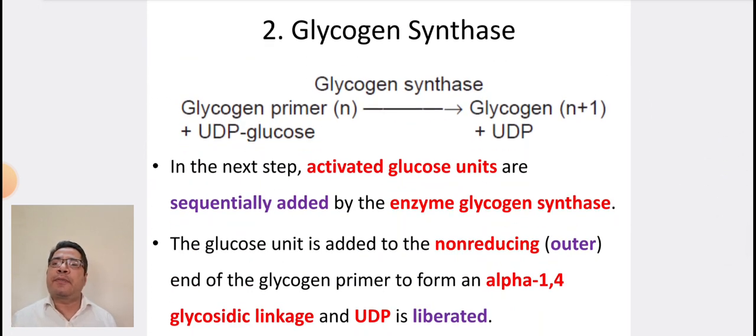Coming to the second step, glycogen synthase. Glycogen primer containing n number of glucose units plus UDP glucose gives glycogen with n plus 1 glucose units plus UDP, in the presence of glycogen synthase. In this step, the activated glucose units are sequentially added by the enzyme glycogen synthase. The glucose unit added to the non-reducing, that is outer, end of the glycogen primer is joined by alpha 1,4 glycosidic linkages and UDP is liberated.